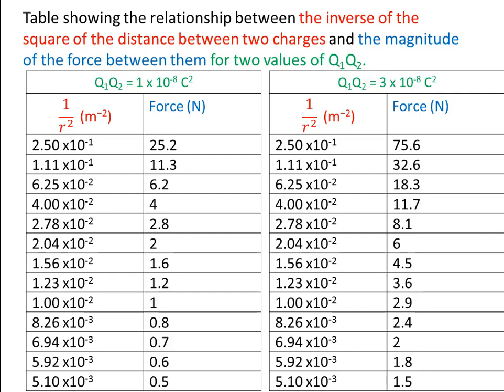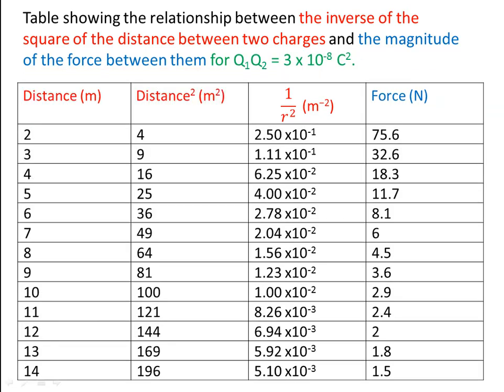So when you're looking for patterns, you need to round things off so that the experimental error doesn't stop you from seeing the patterns. But if you do that, you will see that the values of the force for the second context are triple that of the first context. And that is not surprising, because Q1 times Q2 is 3 times more in the second context than in the first.